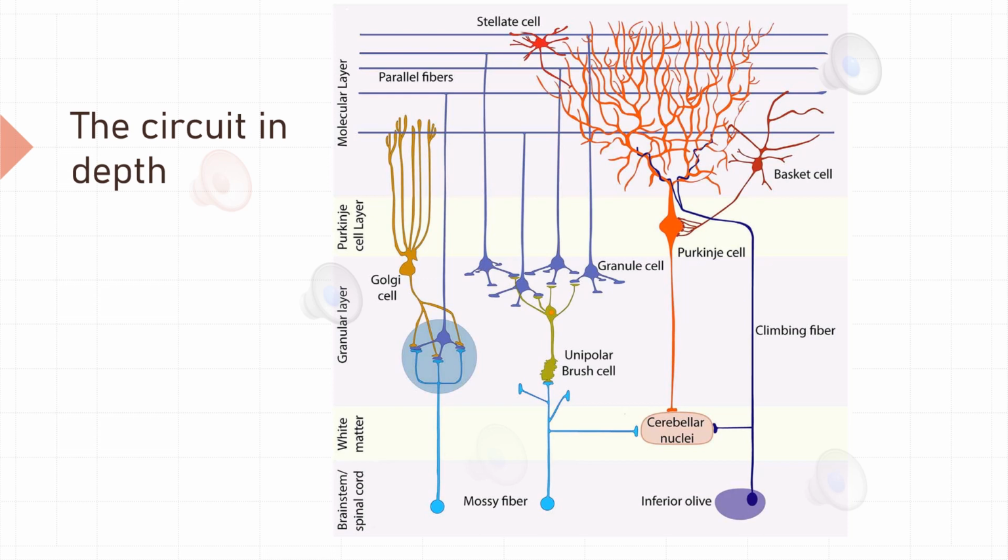This is basically an auto-inhibitory function. Or it could receive stimulation from the mossy fibers, and that will then cause it to send an inhibitory signal to the granule cell layer.